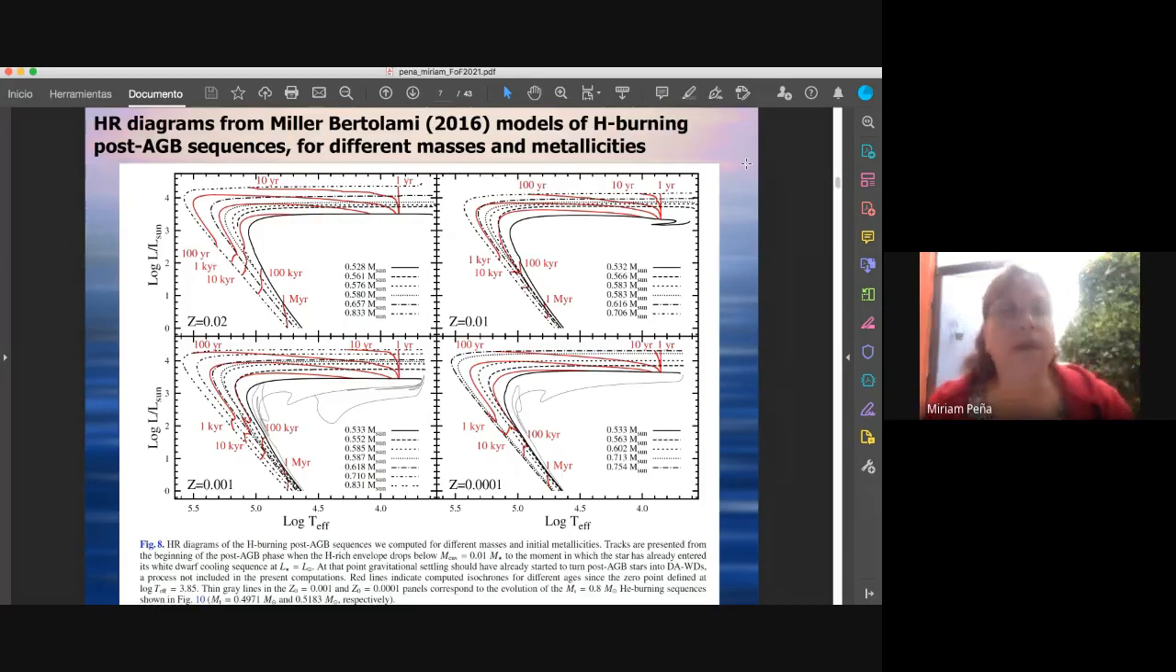For instance, here I'm presenting Hertzsprung-Russell diagrams from models by Miller Bertolami 2016 of helium burning post-AGB sequences for different masses and metallicities. We have here these diagrams with metallicity of 0.02, 0.01, 0.001, 0.0001.